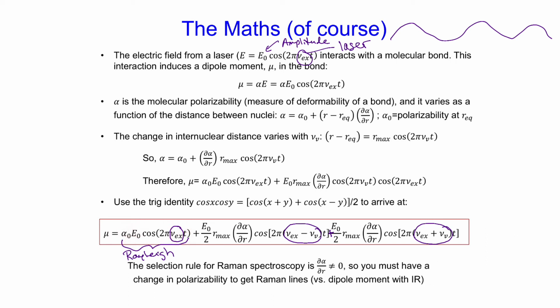The second term we see has nu EX minus nu V. Nu V is dependent on your molecule. It will be different for each different molecule or each different bond that you're investigating. So this is what gives us our chemical identity purpose for Raman spectroscopy. So there we are detecting scattering at a lower frequency, at a lower energy.